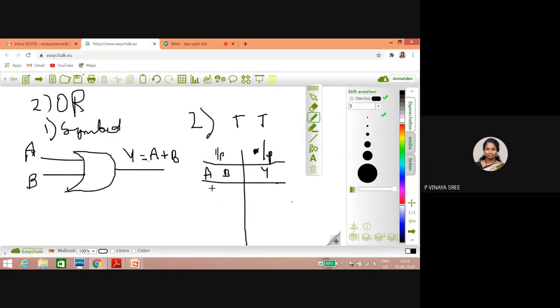So how many combinations will we get? 4 combinations: 0 0, 0 1, 1 0, 1 1. Here plus indicates that if any input in a combination is 1, then the output will be 1. So here 0 0, we didn't get any input as 1, so I'm placing a 0. Next 0 plus 1, yes, we have 1 as input, so I'm placing 1. Here also we have 1 in place of A and 0 in place of B, so you'll get 1. And 1 plus 1, anyhow you will get 1.